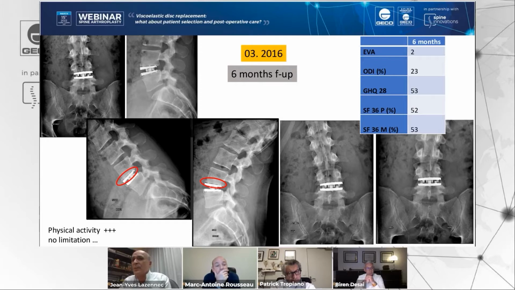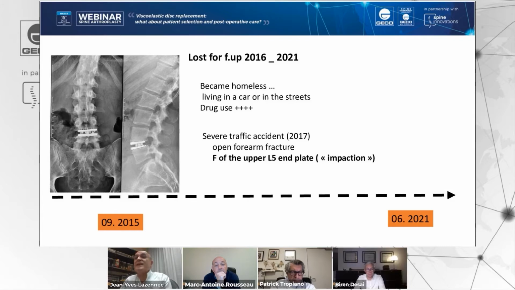Now you have the follow-up of the patient 6 months after the surgery. She is still in good condition. You have all of the parameters on the right of the slide. And again, despite being in a perfect situation clinically, she is very active, and you see that she has this radiolucent line at the upper part of the implant. So I was anxious, and she was lost for follow-up for approximately 5 years. You see, she became homeless, living in a car or in the streets with a lot of drug and alcohol use.